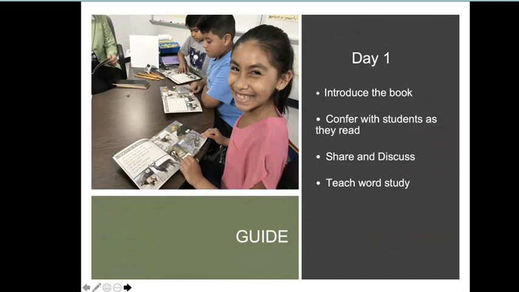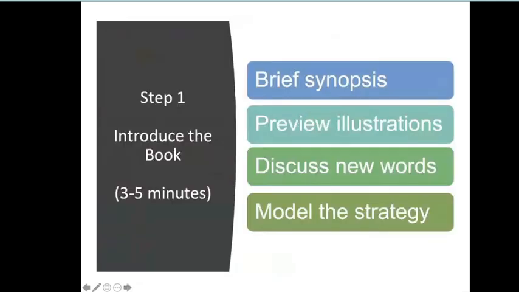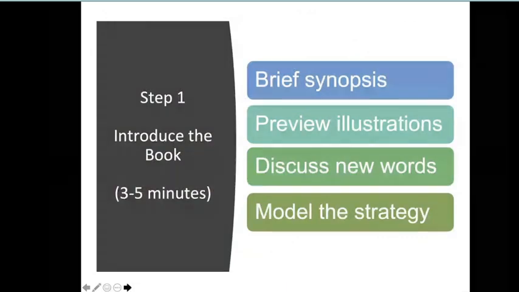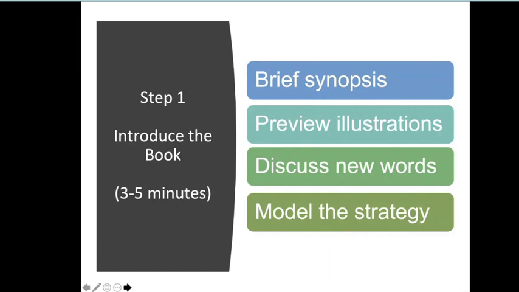Okay, so let's go through how we would do the introduction remotely. You always start with a brief synopsis, one sentence. It's on the lesson card for Literacy Footprints. And then you would let them preview the illustrations. They discuss some new words that may be unfamiliar to them. And then you would model the strategy, especially if they're at Transitional or Fluent. You're going to model the comprehension strategy. Now, how can you get this all done in 3 to 5 minutes? Be prepared. That's basically what I'm going to share with you.